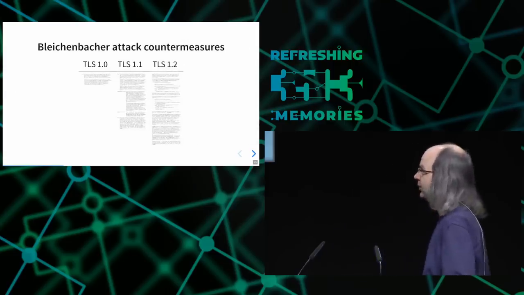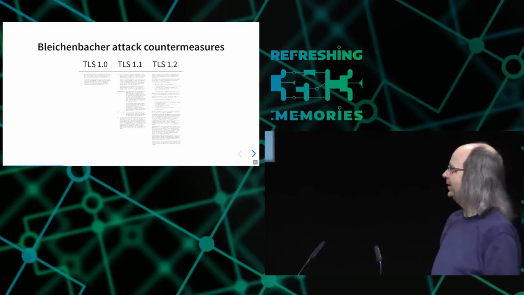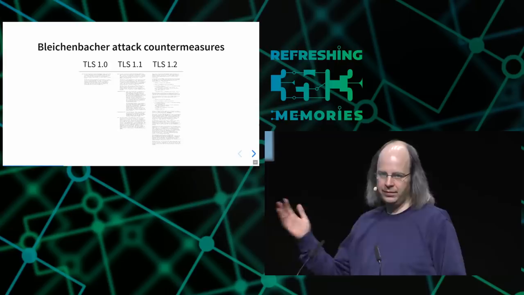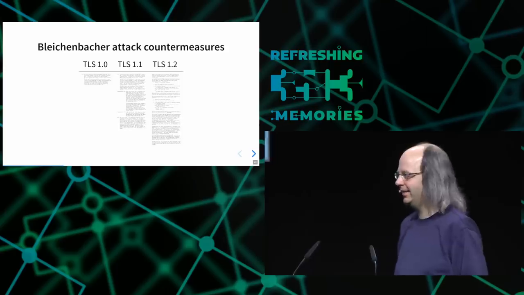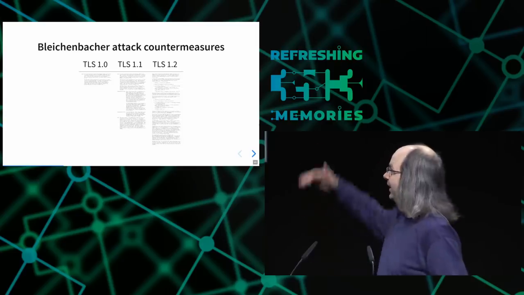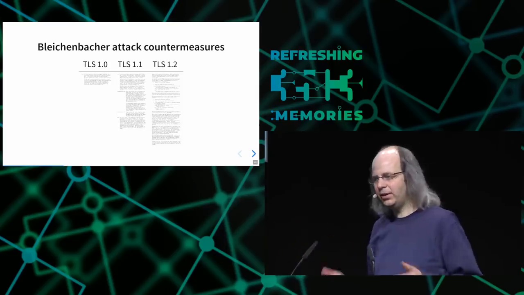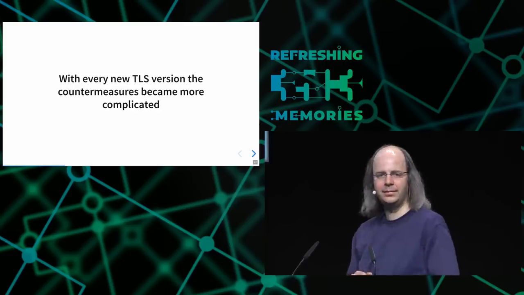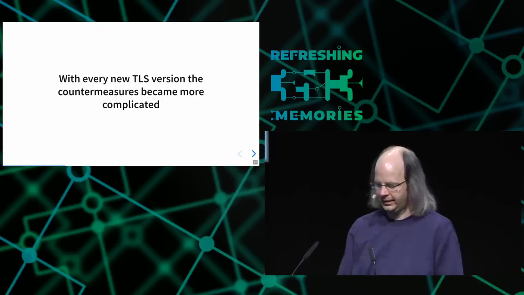Now, what I want to show you here, you cannot read this because it's too small, but this is the chapters in the TLS standard that describe the countermeasures to these Bleichenbacher attacks. So we knew about them since before TLS 1.0, so there was a small chapter on what you should do to prevent these attacks. And then they figured out, okay, that's not enough. We need to have more countermeasures and even more. So what you can clearly see here, it's getting more and more complicated to prevent these attacks. So with every new TLS version, we had more complexity to prevent these Bleichenbacher attacks.